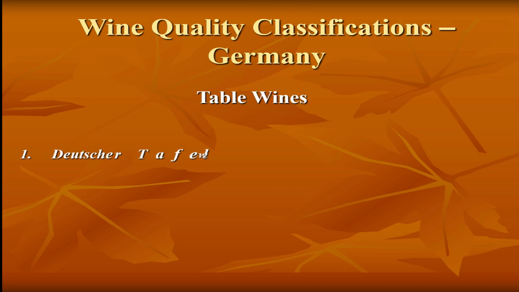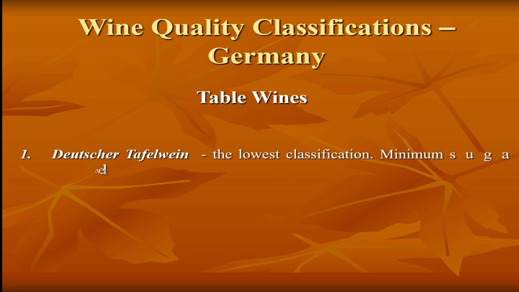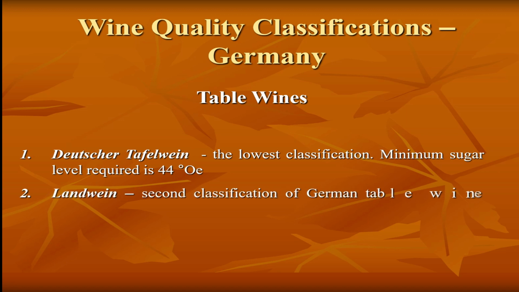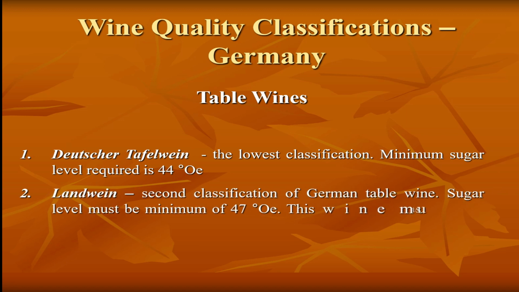Table wines. Deutscher Tafelwein, the lowest classification. Minimum sugar level required is 44 degrees Celsius. Land wine, second classification of German table wine. Sugar level must be minimum of 47 degrees Celsius. This wine must also be dry or medium.